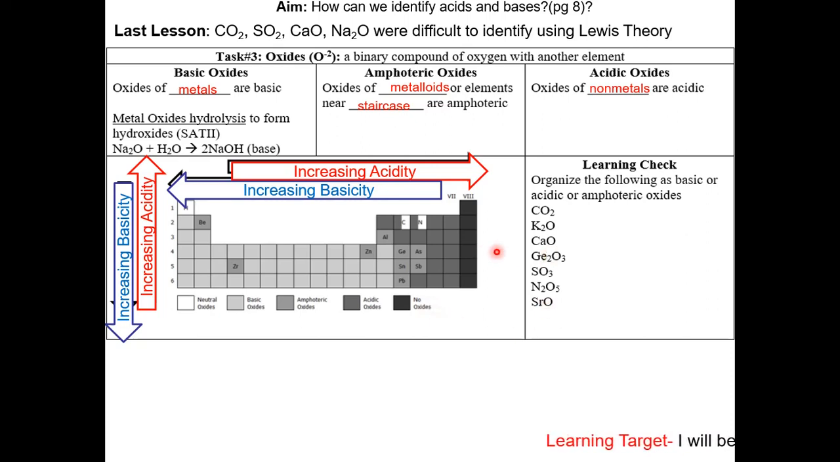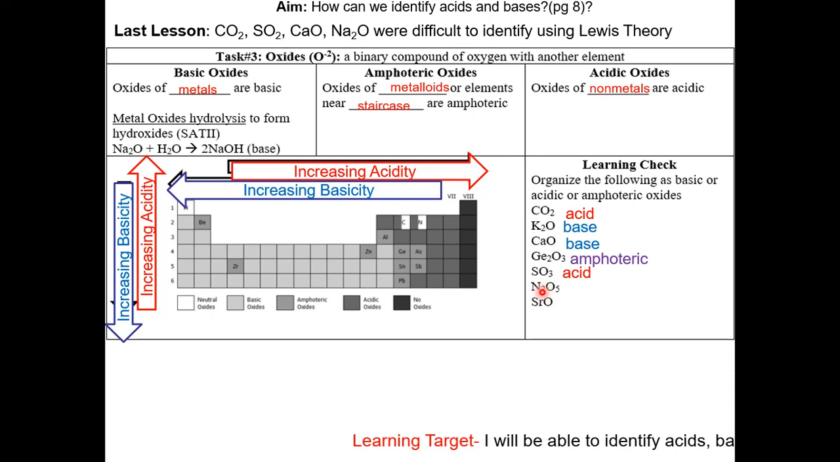Let's look at some examples. CO2 is considered an acid because carbon is a nonmetal. K2O is a base because K is a metal. Calcium hydroxide is a base because calcium is a metal. The next one is amphoteric. SO3 is considered acid because sulfur is a nonmetal. N2O5 is also considered acid because nitrogen is a nonmetal. SrO is a base because Sr is a metal.